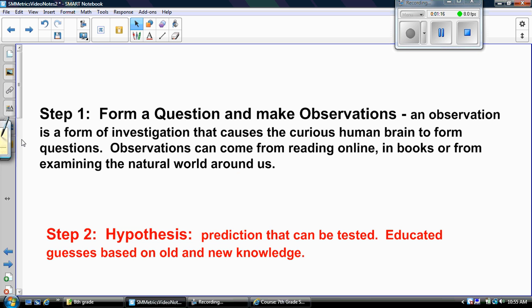So let's look at the individual steps. So step 1, form a question. Your purpose is always in the form of a question. And that purpose is based on observations. Remember, an observation is a form of investigation that causes the curious human brain to form questions. Observations can come from reading online, in books, or from examining the natural world around us. So once you make some observations, then you probably have questions. That question turns into your purpose for the experiment, for the scientific method.